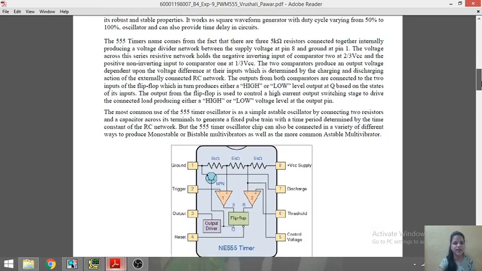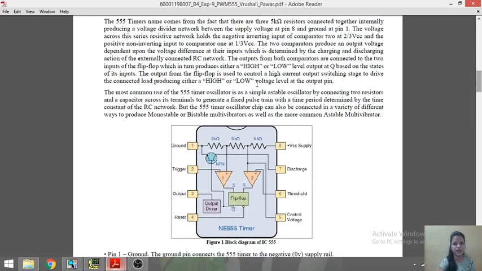The 555 IC's name came from the fact that three resistors are connected in series together internally, producing a voltage divider network between the supply voltage pin 8 and the ground pin. Here you can see the three resistors connected. The voltage across the series resistor network holds the negative inverting input of the comparator at 2/3 VCC, and the positive non-inverting input of the comparator at 1/3 VCC.